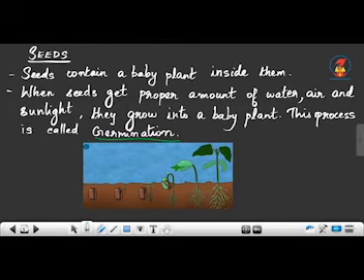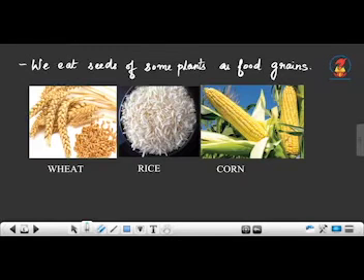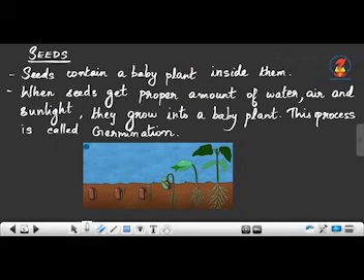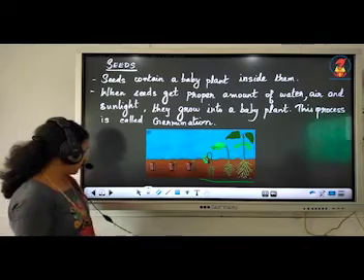That means when you bury a seed in the soil, if you add water and if it gets sunlight, air and warmth, that seed will grow into a baby plant. See, the seed has grown into a large plant. So that is called germination. That is when the seeds get proper water, air, sunlight, etc., they grow into a baby plant. That is called germination.